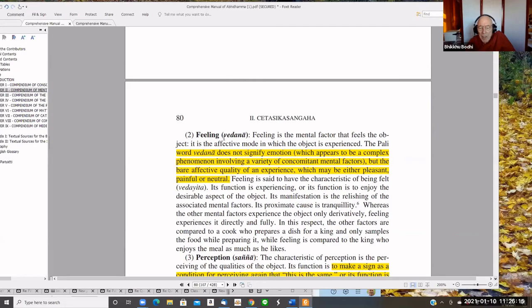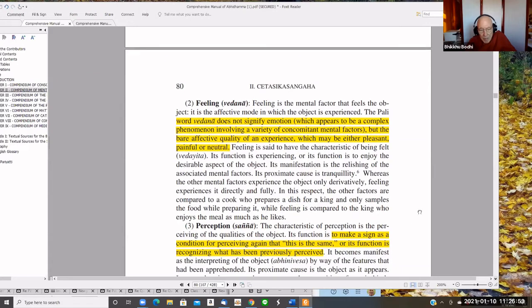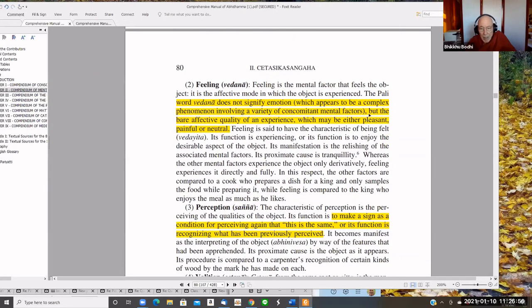Okay, the second universal mental factor is feeling. Feeling here doesn't mean emotion, which is a rather complex phenomenon, but rather the particular felt tone of an experience, either pleasant, painful, or neutral. That particular tone of the experience is vedana. So it's the affective quality of an experience, either pleasant, painful, or neutral.